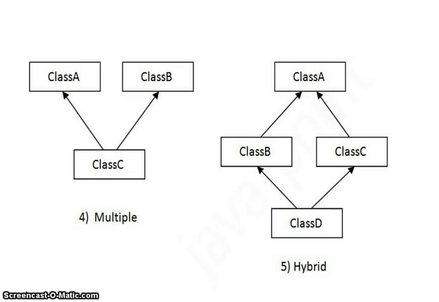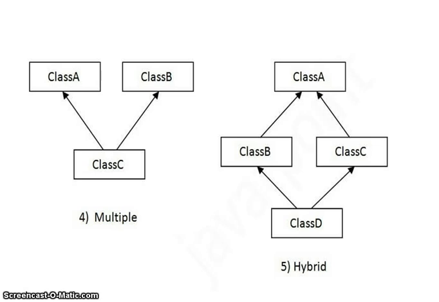Next, multiple inheritance. In multiple inheritance, there are two base classes and one derived class. So here class A and class B are the main parent classes and class C is the derived class. That is called multiple inheritance.